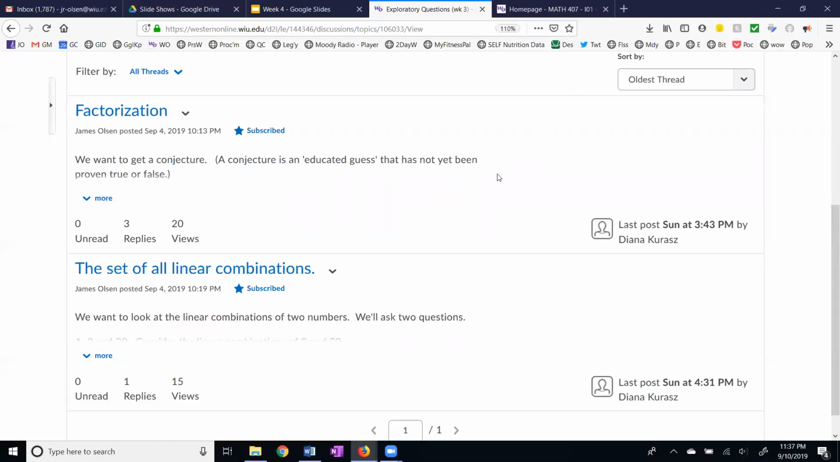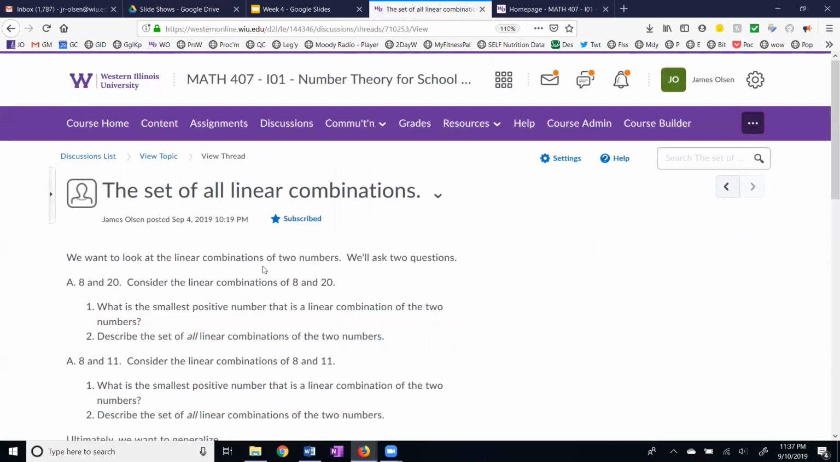So I'd like to look at some linear combinations. And let's go ahead and use our exploratory question that we asked in week 3. 8 and 20. Consider the linear combinations of 8 and 20. What is the smallest positive number that's a linear combination of 8 and 20? And what is the set of all linear combinations of 8 and 20? So what I'd like to do is go to Desmos and do some exploring.